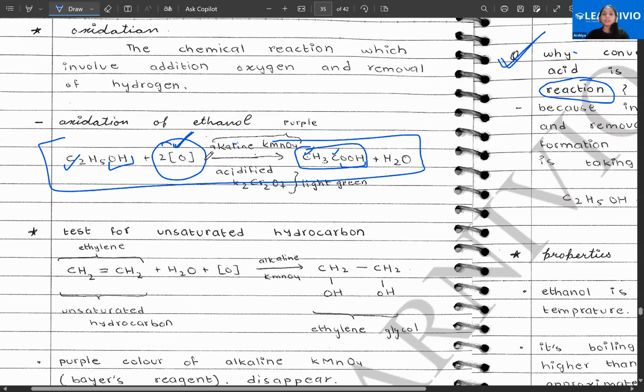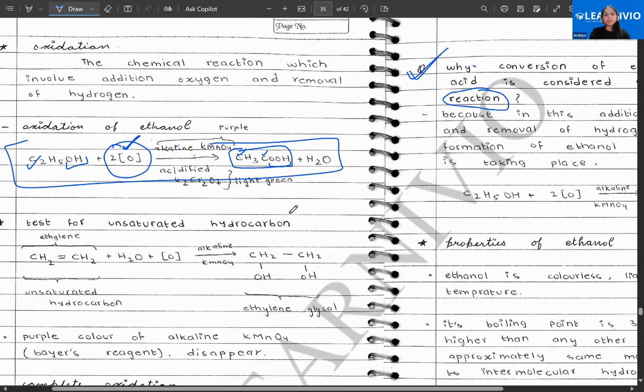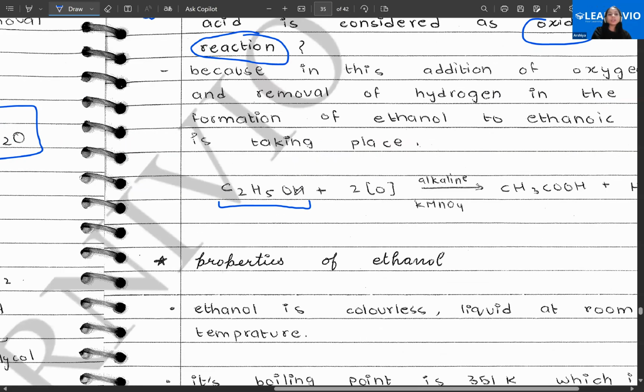Also, C2H5OH is ethanol, which is an alcohol, right? OH is the functional group for alcohol. So this is alcohol, and when I'm adding oxygen, I'm getting ethanoic acid. Okay, so that's all for this question.